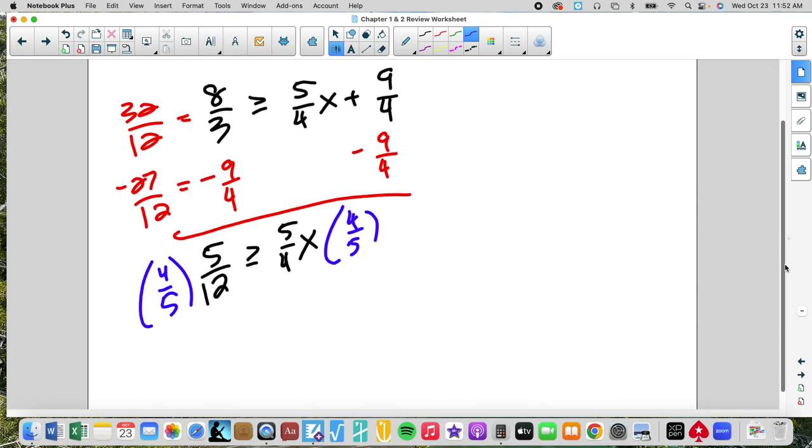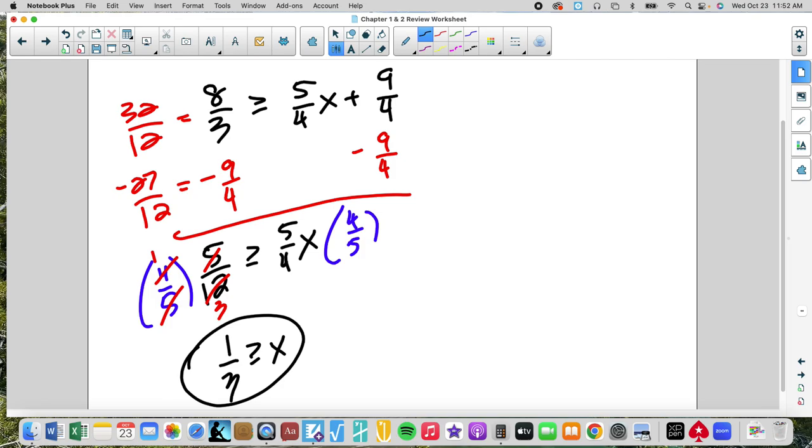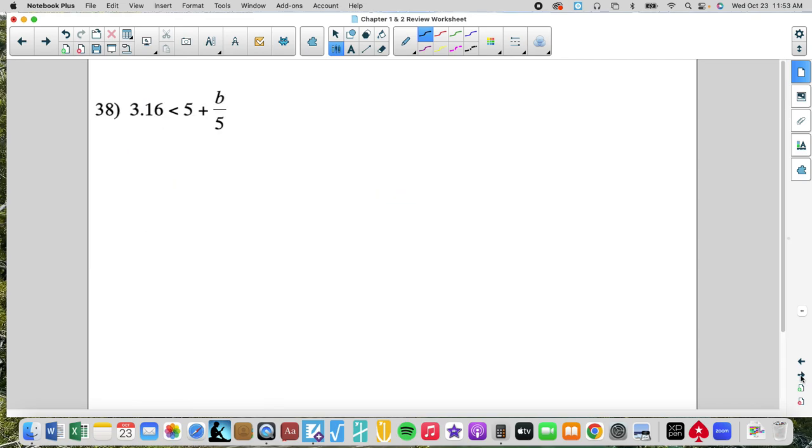I'm going to cross cancel. 5's cancel. 4 and 12. So I get 1/3 is greater than or equal to x, not 3. That 3 is in the denominator. It better stay in the denominator. So 1/3 is greater than or equal to x. Variable still on the right side.